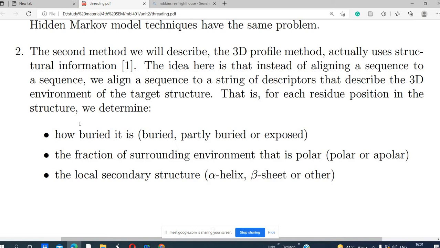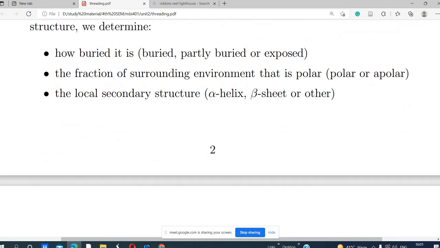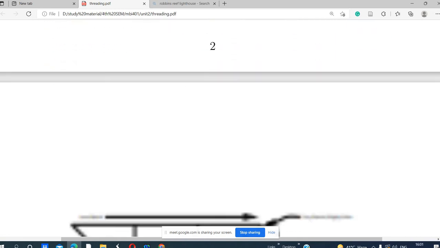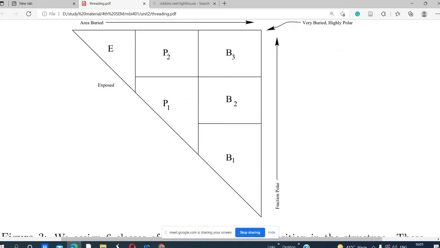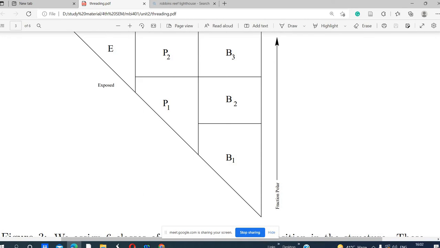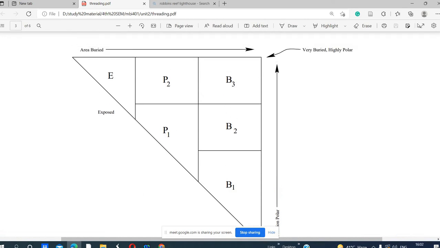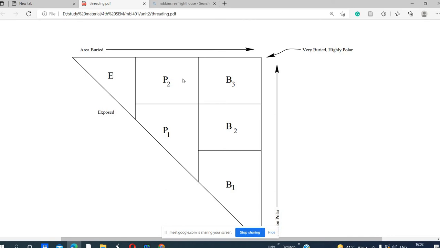What we see in that is the fraction of surrounding environment that is polar or apolar, in which environment it is located, and the secondary structure: alpha, beta sheet or other. So this is the method we see in this figure. You can see this is the profile method. We make the profile of the known structure.